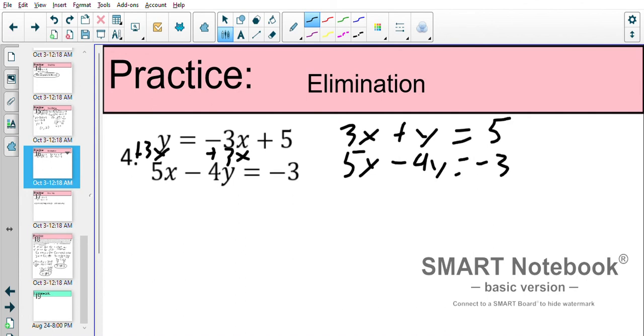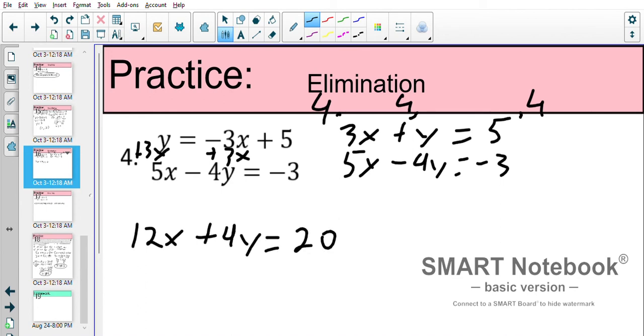Nothing matches up yet, so we have to get them to match for elimination. These, I think, would be the easiest. Turn both of those into a positive and a negative 4. So we're going to do that by multiplying this by 4, which means we need to multiply this also by 4. And we need to multiply this one also by 4. All right, doing so gives us 12x positive plus 4y and positive 20 on that side. The bottom equation we're just going to rewrite because it's already like we want it to be. 5x minus 4y equals negative 3.